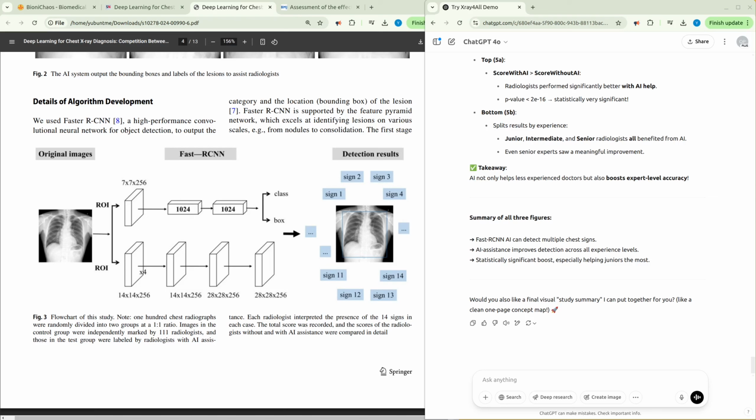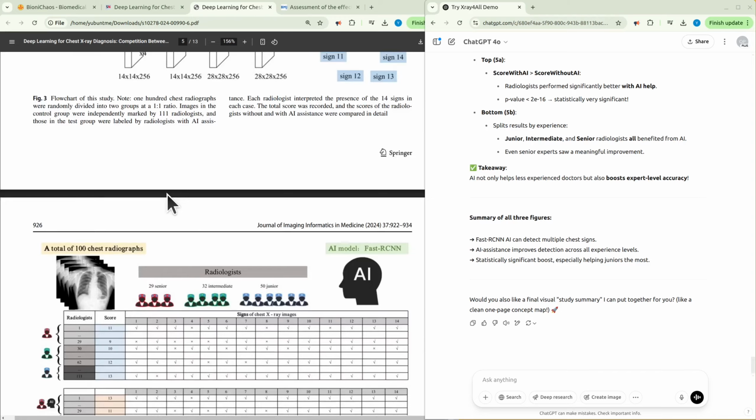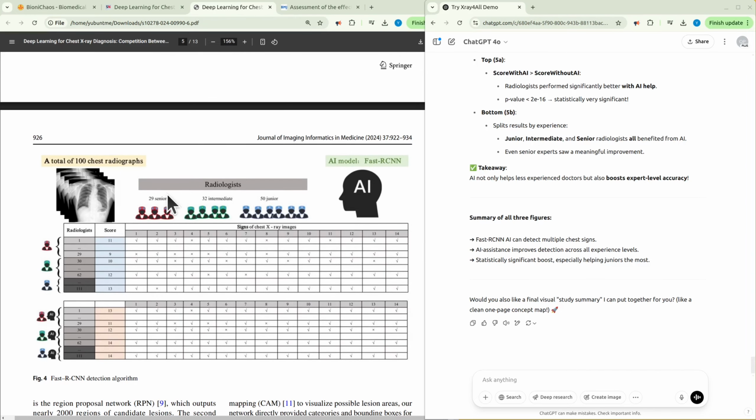Random division. The 100 chest radiographies were randomly split into two groups, in a 1-to-1 ratio. Control group, independently interpreted by 111 radiologists; the other group interpreted by radiologists with AI assistance. Yeah, this is just some standard stuff, super obvious stuff. Can we move on to Figure 4?